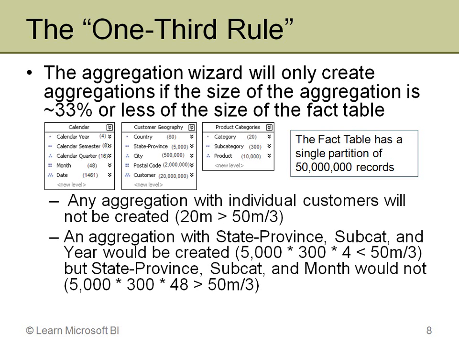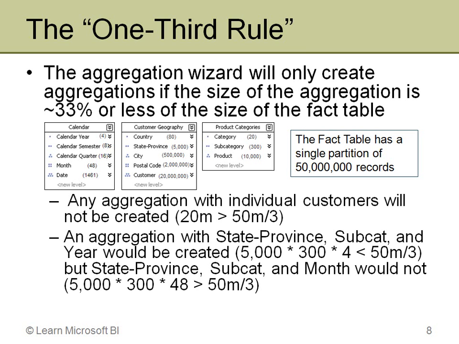If you had an aggregation with state, province, subcategory, and year, that would get created. You have 5,000 state provinces, 300 subcategories, and 4 years. That number is, I believe, 6 million here, and that's less than 1/3 of the 50 million fact records that you have.